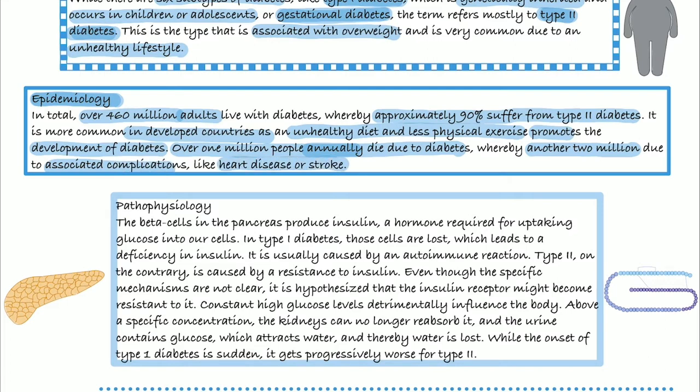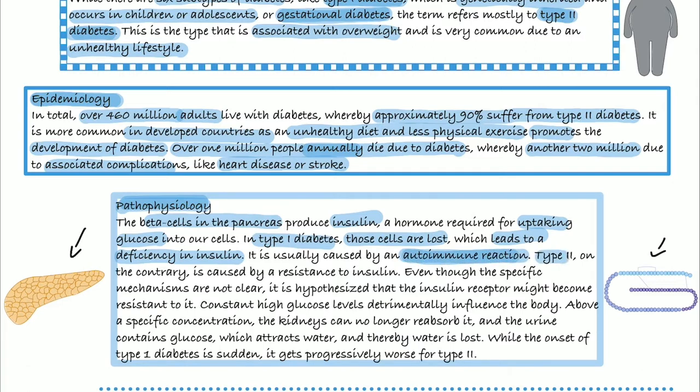But what causes diabetes? So we have beta cells in the pancreas, depicted here, which produce insulin, which you see here, a hormone that is required for uptaking glucose into our cells. If you think back to the biochemistry lessons, you might remember that glucose is essential for producing energy, so ATP. Now, in type 1 diabetes, the cells are lost, which then leads to a deficiency in insulin, and these cells are lost usually due to an autoimmune reaction.